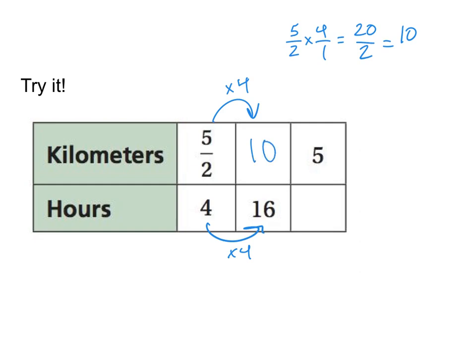Okay, and then for this next one, I actually see, now that I've filled this out, that to get from 10 to 5, I'm just dividing by 2. So I'm going to do that same thing to this quantity, and I get the number 8.